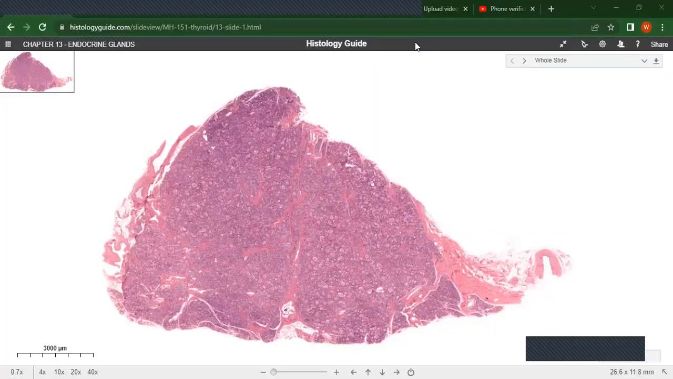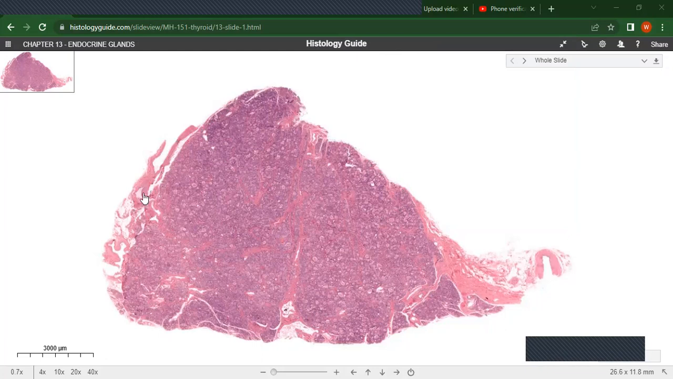So welcome. Today we are going to look at the histological organization of the thyroid gland. The thyroid gland is an endocrine gland. It is ductless, it does not have ducts, in that its secretions are released directly into the bloodstream. So as you can see from here, it has a capsule, so it is an encapsulated gland.